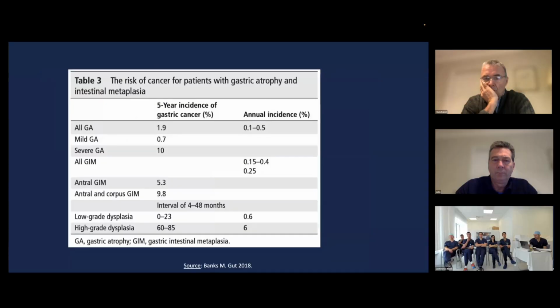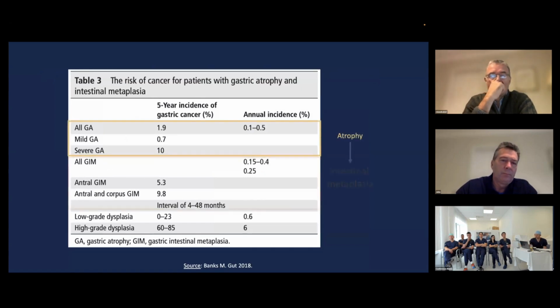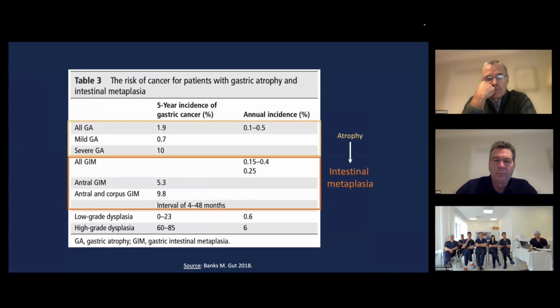So what is the risk of patients having gastric cancer if they have atrophic gastritis or intestinal metaplasia? Critically, it depends on the parts of the stomach affected. If it's just the antrum, then the rate is low. If it's the rest of the stomach, then the rate is much higher. If you have just atrophy, the rate is lower than if you have intestinal metaplasia.